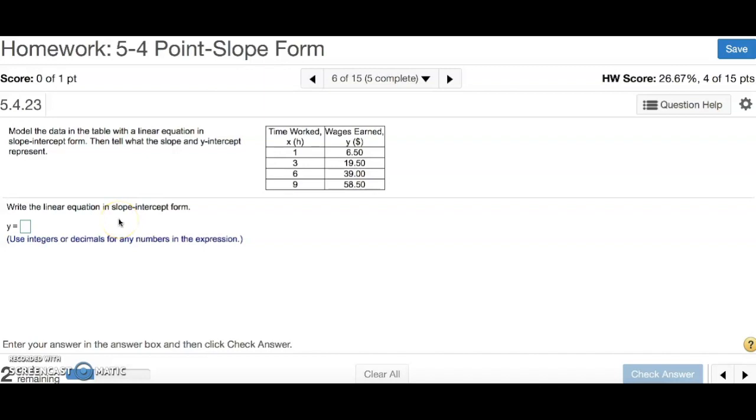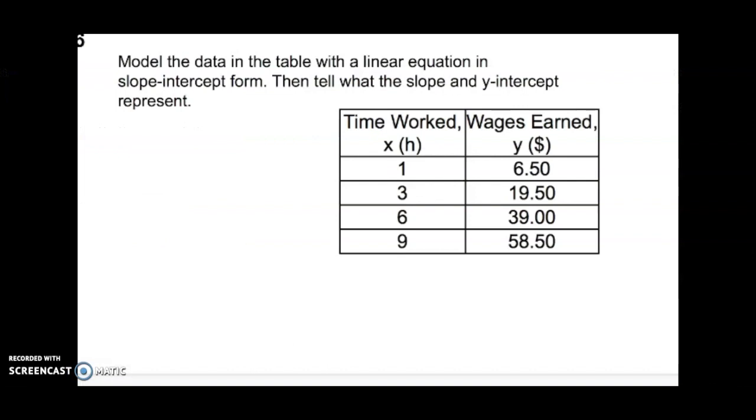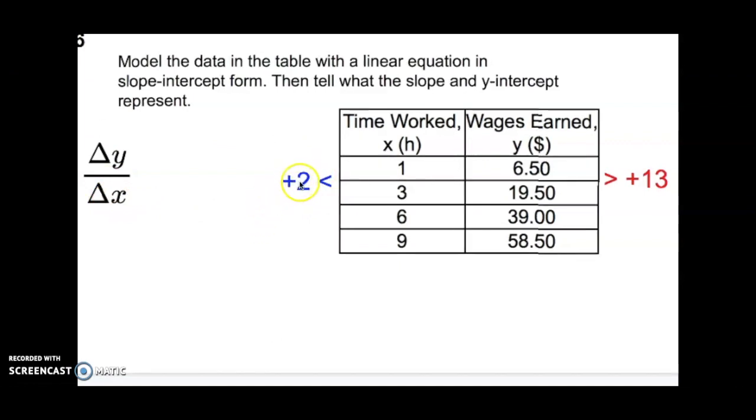6. Model the data in the table with the linear equation in slope-intercept form, and then tell what the slope and y-intercept represent. So let's take a look at it. So to find the slope, you need to find the change of y over change of x. Change of x is 2. Change of y is 13. So we have 13 over 2, which equals 6.5. We do want a decimal in this case.